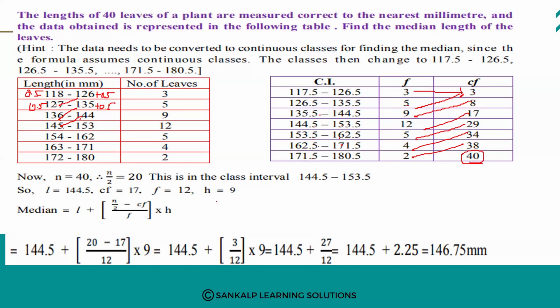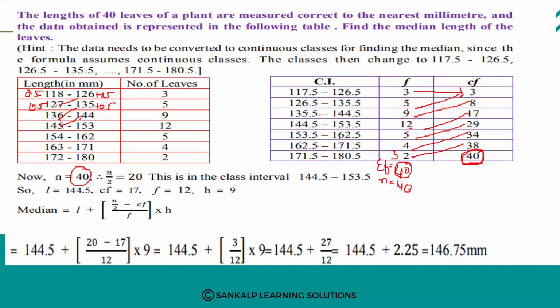Then, if you add all these frequency values, sigma f is also 40. So, sigma f means it is n here. So, n value is 40. Here, the cumulative frequency last value and the total value, that is the n value, should be the same. Okay, always these two should be the same.